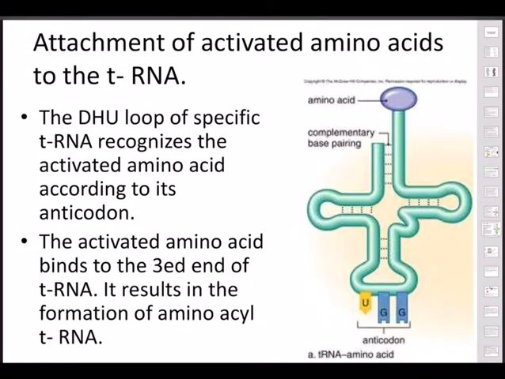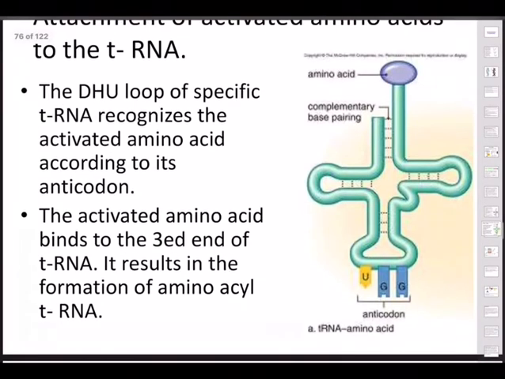Attachment of activated amino acids to the tRNA. Yesterday we were talking of this tRNA, clover shaped we say. You can see the DHU loop of the specific tRNA recognizes the activated amino acid according to its anticodon. So here you can see the anticodon, and the DHU arm recognizes it, and then amino acid attachment is taking place at the site. The activated amino acid binds to the 3' end of tRNA. Every strand has got 5' and 3' we said.